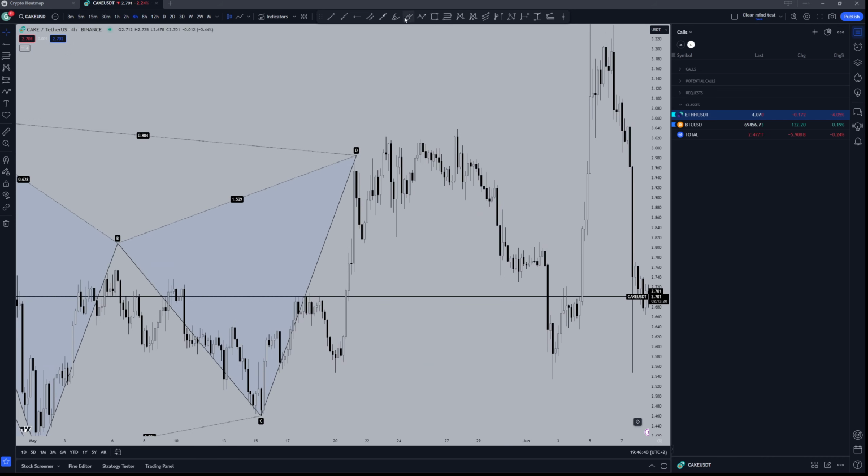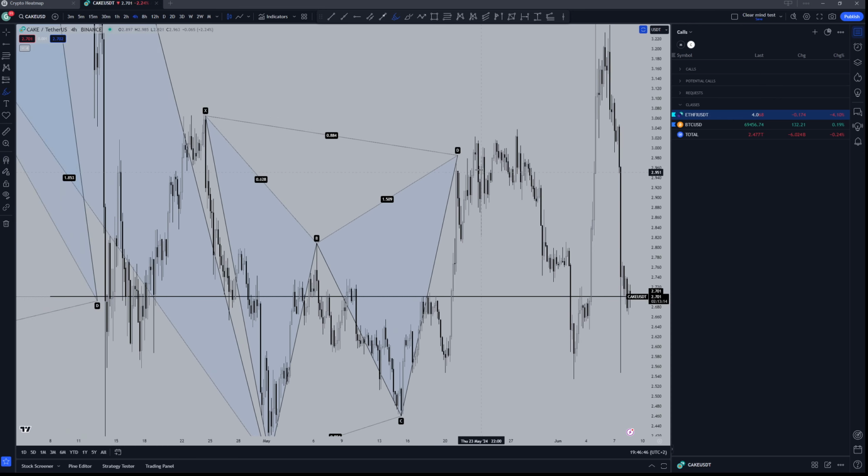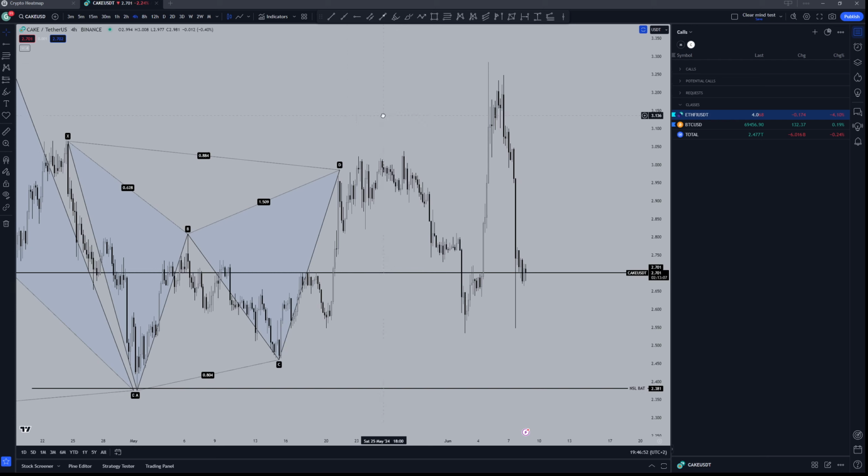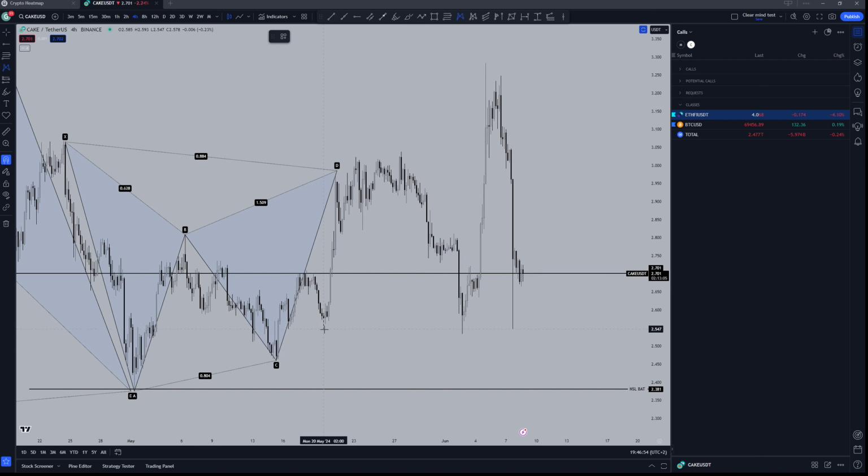So we saw an initial reaction here. So I can say I will take this as a valid harmonic because it saw a valid reaction and it hasn't passed the X point yet. So that was a nice region for a short.